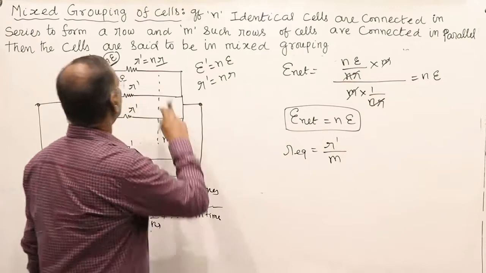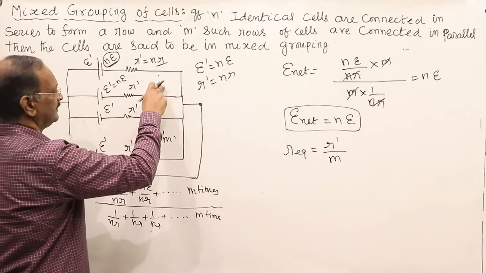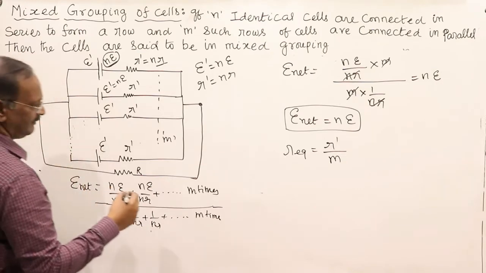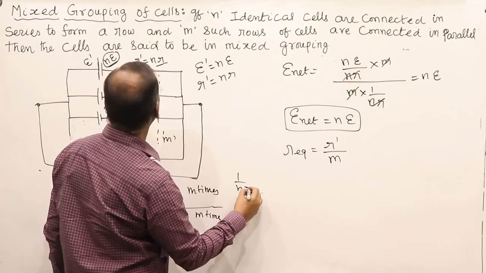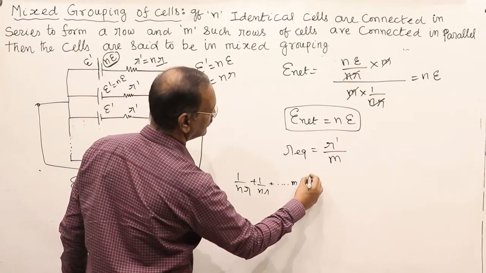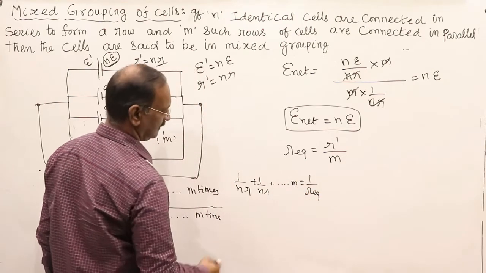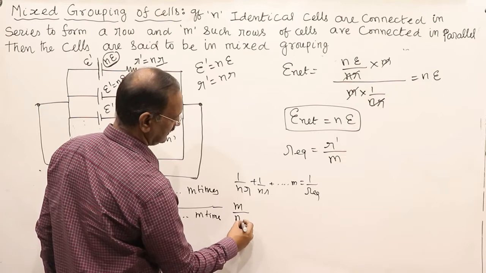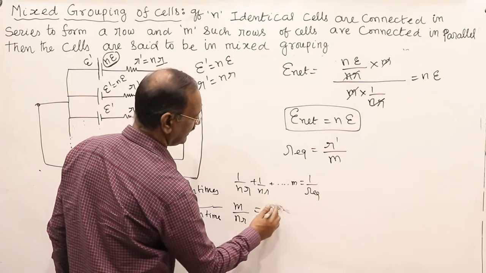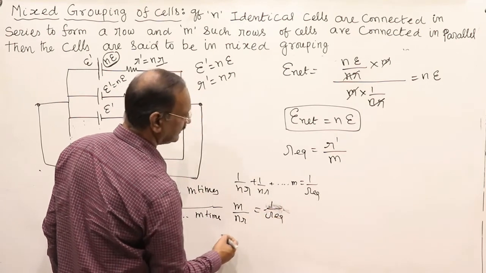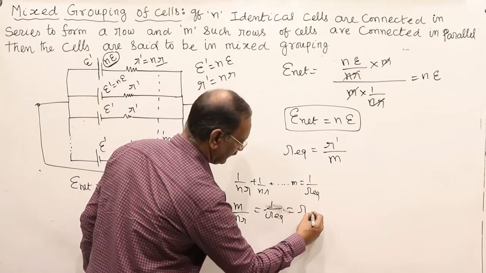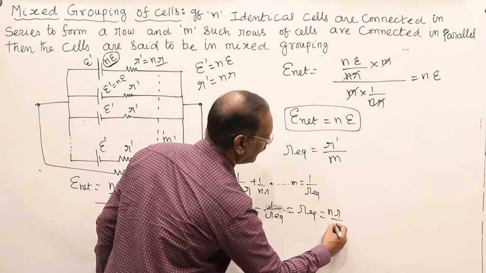Or we can write 1 by nr plus 1 by nr plus 1 by nr, up to m times, is equal to 1 by R equivalent. Or we can write m into 1 by nr is equal to 1 by R equivalent, or R equivalent is equal to nr by m.